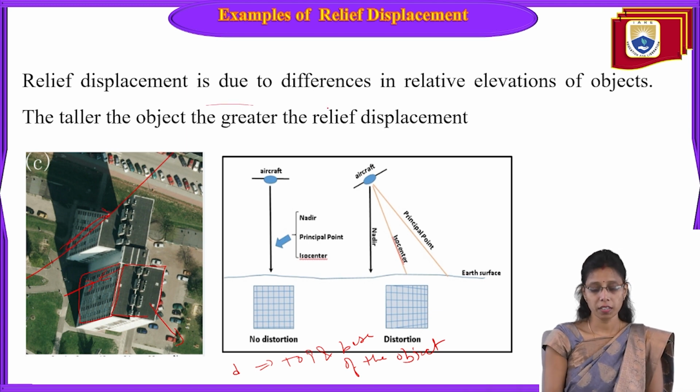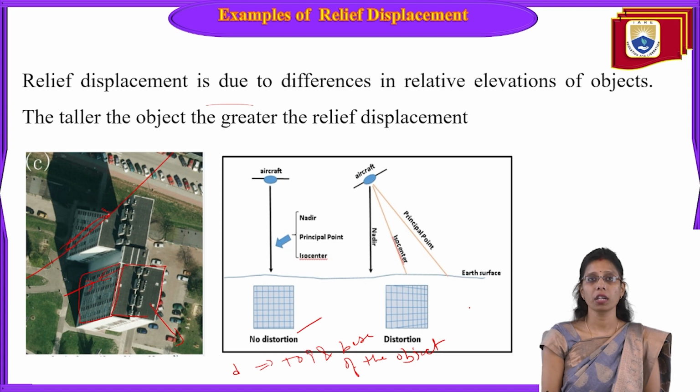So relief displacement is due to differences in relative elevations of objects. The taller the object, the greater the relief displacement. Now in this picture you can see more distortion. Why? Because if you remember, we have discussed the different types of photographs, that is vertical photograph and oblique photograph. Always the relief displacement we will find in the oblique photograph, not in the vertical photograph. Vertical photograph is always clear, there will be no distortion.